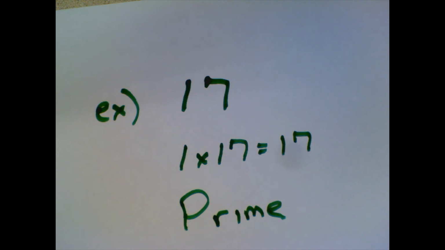Okay. So prime is when 1 and the number itself are the only factors, and composite, there are other numbers between 1 and itself. Prime versus composite.